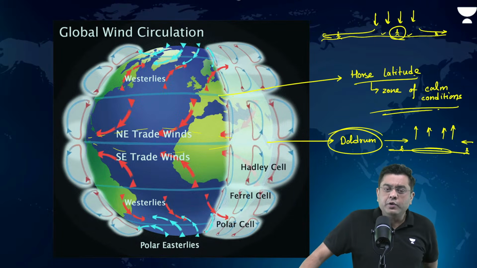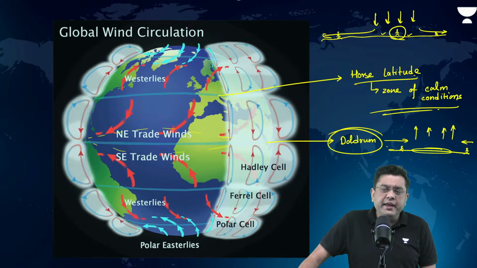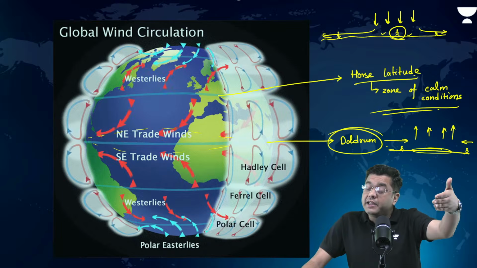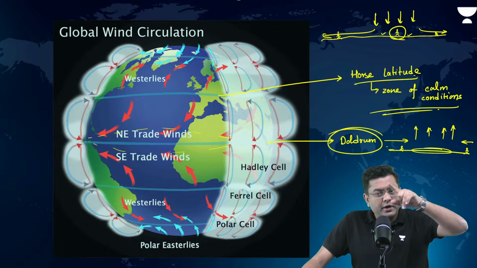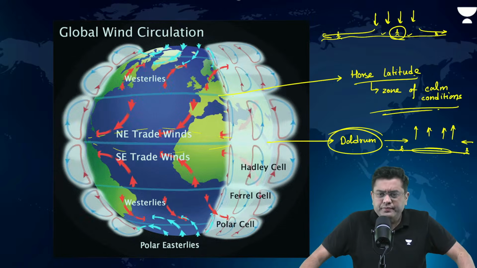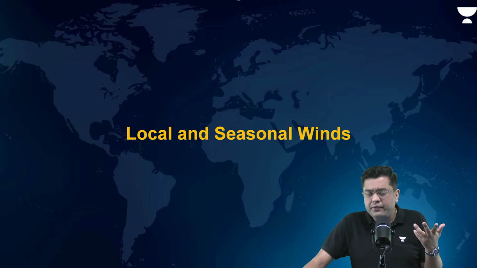Does rising air at the equatorial region get influenced by Coriolis force? No. Rising air is not influenced by Coriolis force. Anywhere where they move between the latitudes, Coriolis force is very, very high. Okay. Now we come to the case of the local and the seasonal winds.